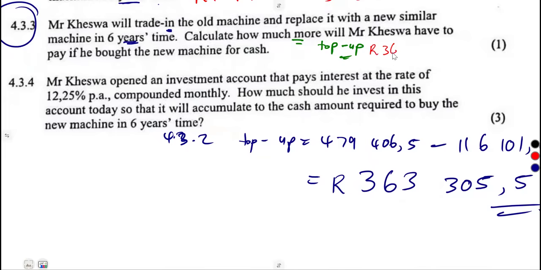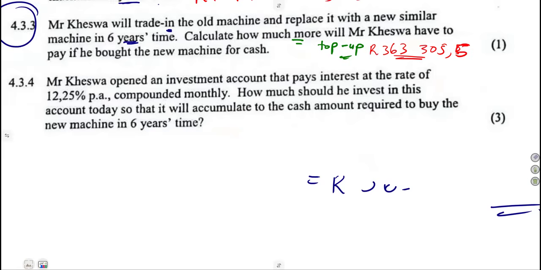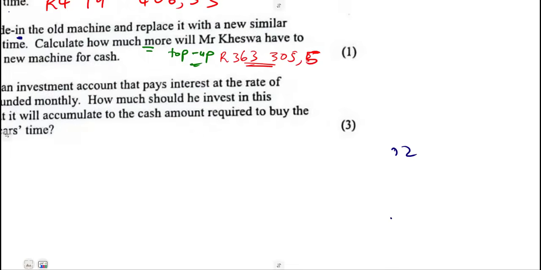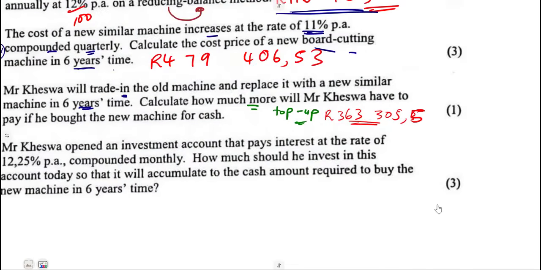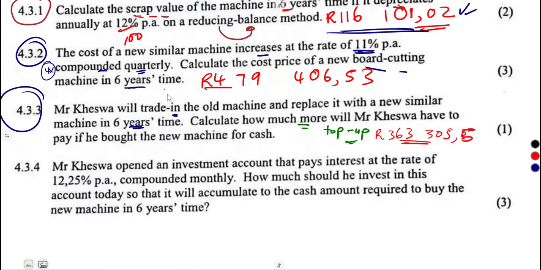Yeah. He has got what? A top up. So if he has got this amount, he can trade in for a new machine. He is no longer buying the new machine at this price. No. He's buying it at a lesser price because of what? That trade-in concept.